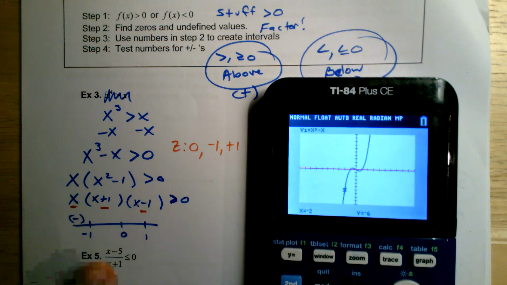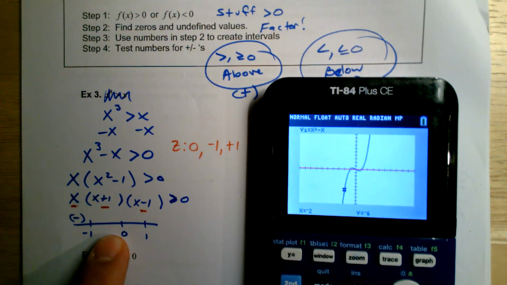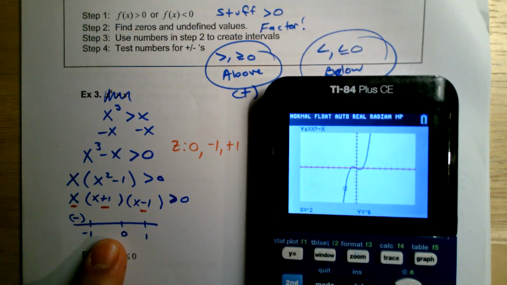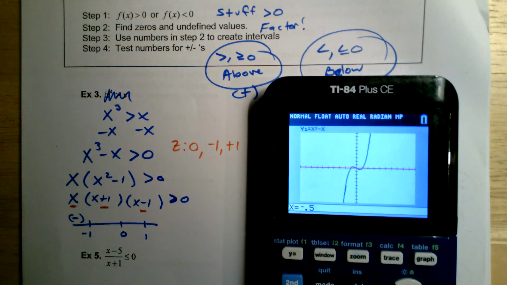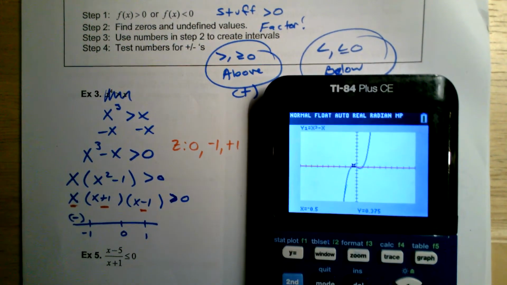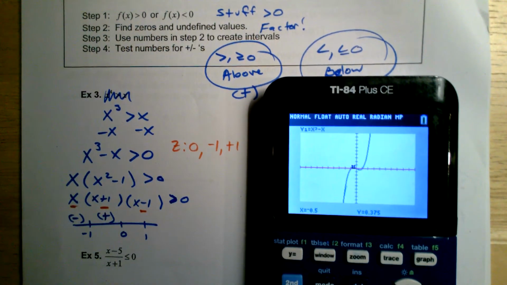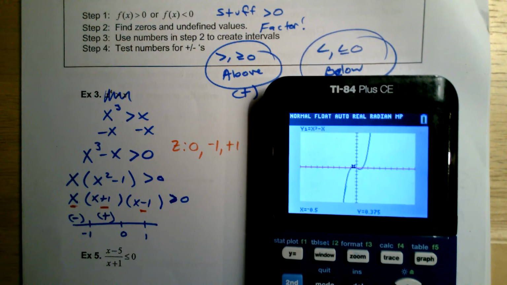Okay. Then I need a number between -1 and 0. Well, what's a number that I can plug in that's between -1 and 0? What do you guys got? Give me a number between -1 and 0. -0.5. So it's a decimal. That's okay. Thank you, Joey. That gives me a positive 0.375. So again, that's a positive region. No matter what decimal between -1 and 0, that will be above the x-axis.